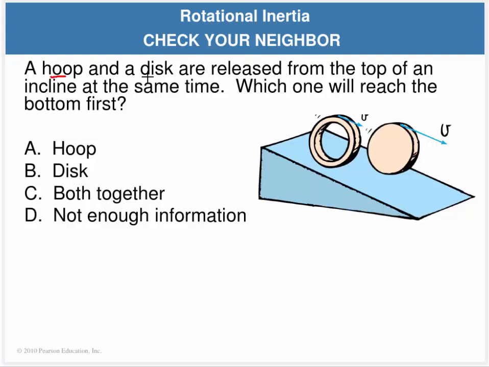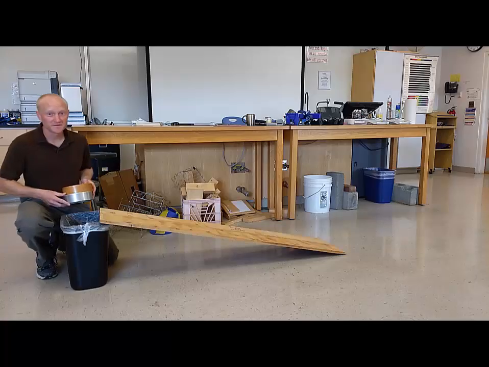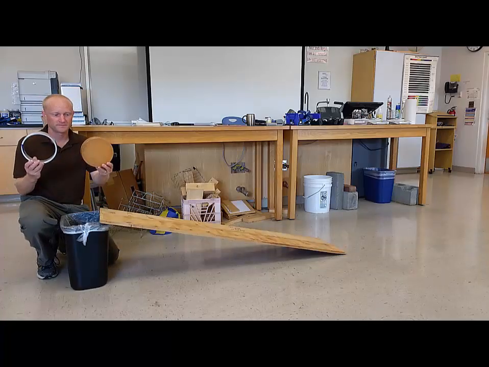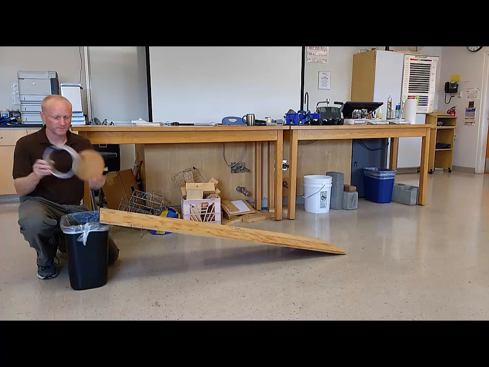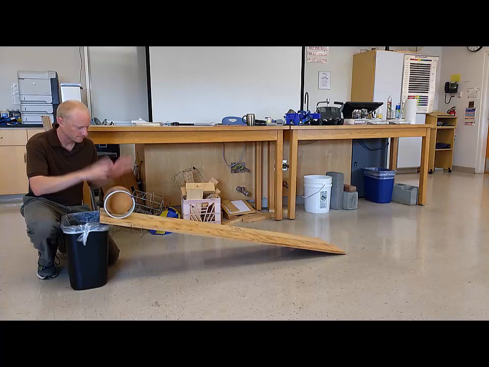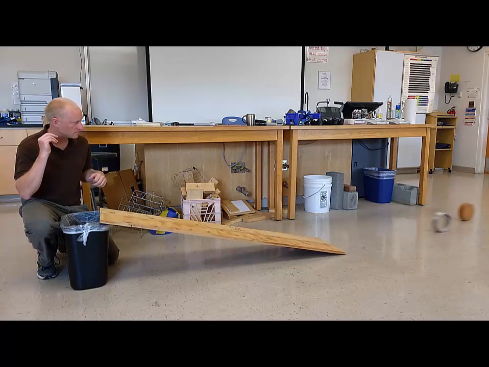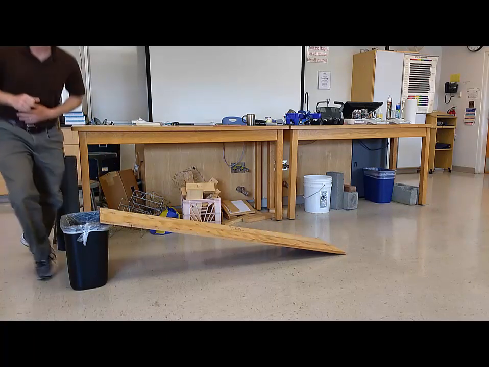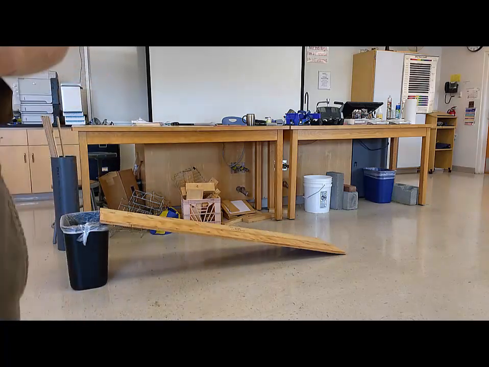So if we were to consider a hoop or a disc released from rest at the top of an incline, which one's going to reach the bottom first? I guess we'll let my demo show you. So here we go. I have the hoop and I have the solid disc. They have the same mass, though it really doesn't matter. The difference is the hoop, all the mass is located about the outer edge, so it's harder to rotate. So when I release them, it goes a little bit slower. It's just harder to rotate.